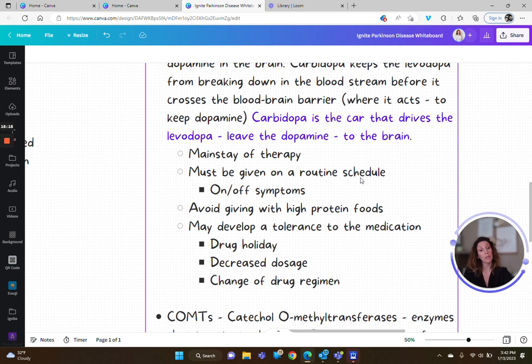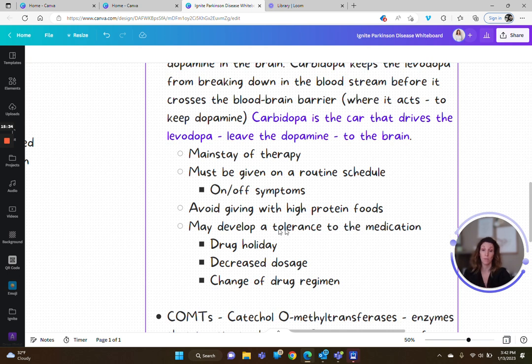And if we miss a dose or don't give it for a while, the patient abruptly notices that it's not there, because it really helps the patient. And then if we're late on the next dose, the patient starts to have their symptoms back, and it can be really frustrating for the patient.